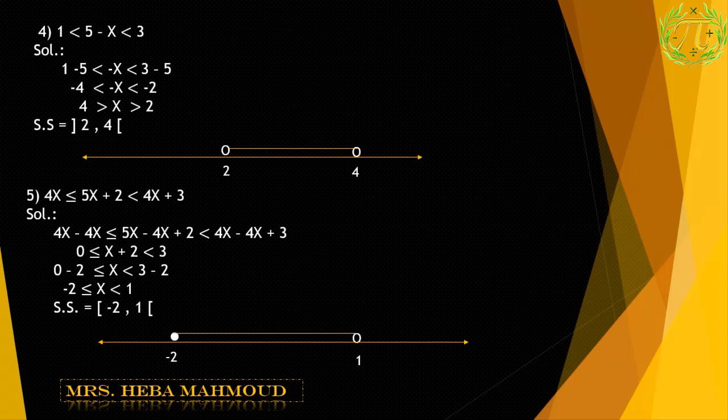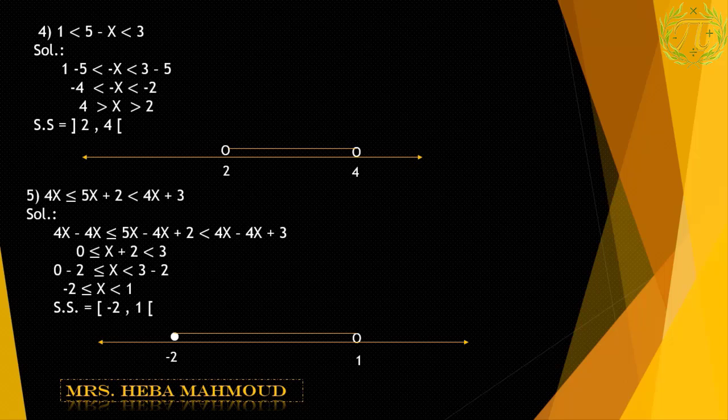Example 4: 1 is smaller than 5 - x, which is smaller than 3. Solution. We have to move 5 to the other side by the opposite sign, which is negative 5. So 1 - 5 is smaller than -x, which is smaller than 3 - 5. So it will be -4 is smaller than -x, which is smaller than -2. Now, -x means -1 times x.